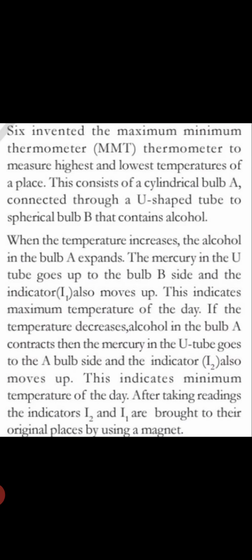Six invented the maximum and minimum thermometer to measure the highest and lowest temperatures of a place. This consists of a cylindrical bulb A connected through a U-shaped tube to a spherical bulb B that contains alcohol. We discussed this, but it is in the textbook. Let's go with it. When the temperature increases, the alcohol in the bulb A expands. The mercury in the U tube goes up to the bulb B side and the indicator I1 also moves up.